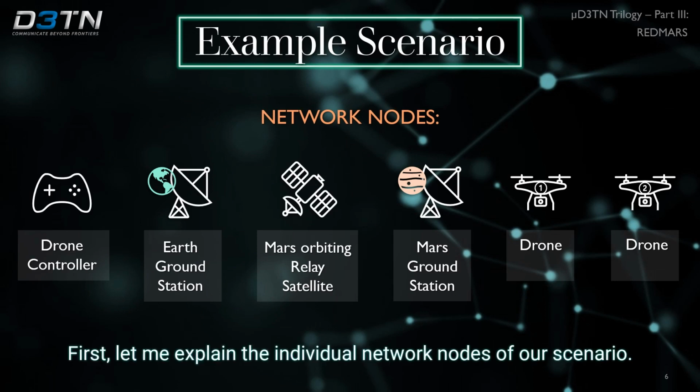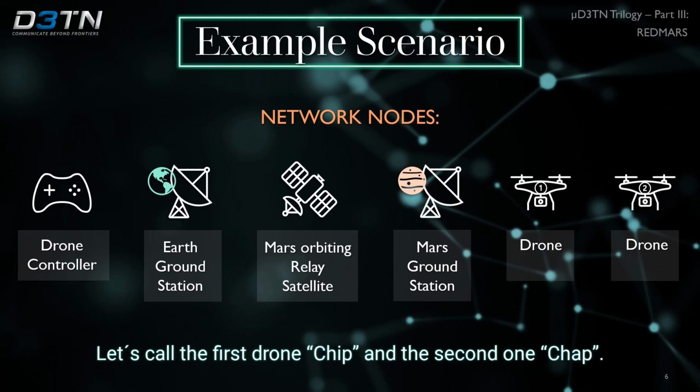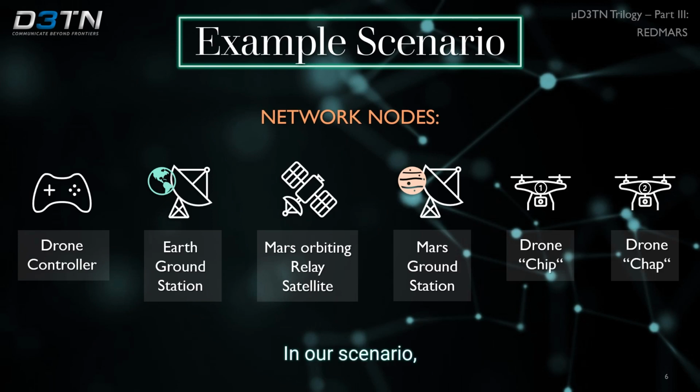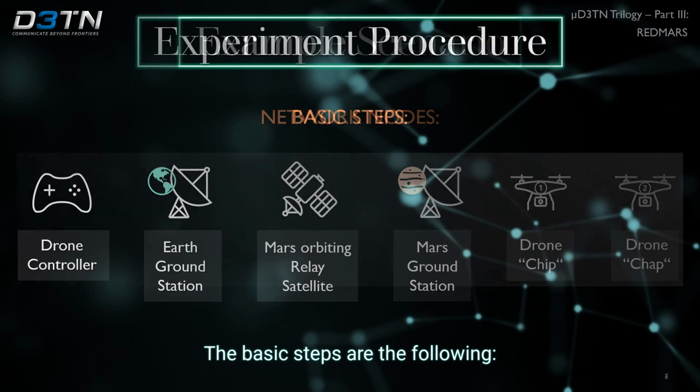First, let me explain the individual network nodes of our scenario. We have a drone controller, a ground station on Earth, a Mars orbiting relay satellite, another ground station on Mars, and 2 drones. Let's call the first drone Chip and the second one Chap. In our scenario, Chap is responsible for taking the pictures and generating the 3D map. The basic steps are the following.